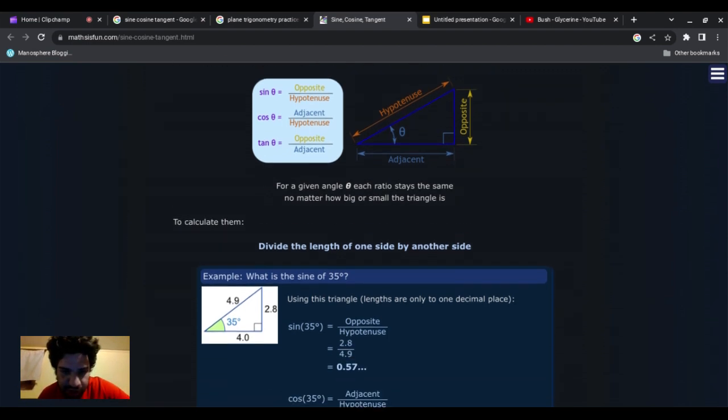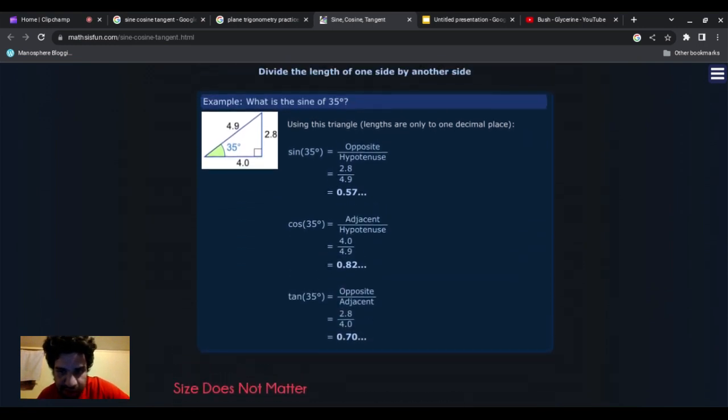And if we were to look at this particular example, using this triangle, lengths are only one decimal place. Sin 35 equals opposite divided by hypotenuse, which is 2.8 divided by 4.9, which equals 0.57. As you can see, 35 is the angle. It has nothing to do with the particular number that it has. Cosine is adjacent divided by hypotenuse, which is 4.0 divided by 4.9 equals 0.82. And tangent 35 degrees, again, is opposite divided by adjacent, which is 2.8 divided by 4.0 equals 0.70.